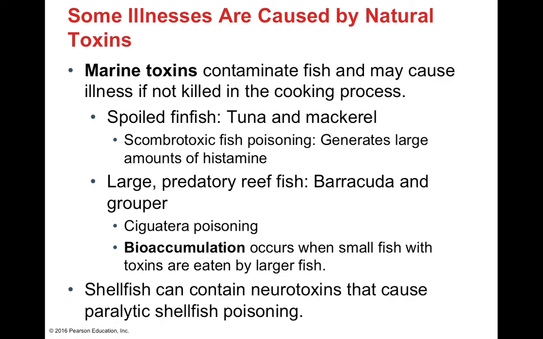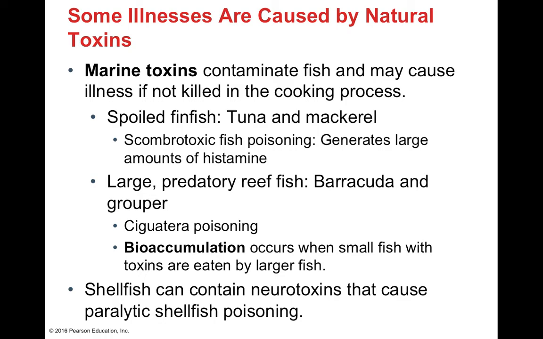We also have marine toxins that can be found in fish, so they can contaminate the fish, which can then cause illness in the individual who consumes the fish if the fish is not properly cooked. So if it's not killed during the cooking process. Some examples of that can include things like tuna and mackerel. And it can end up poisoned by something called scombroid fish poisoning, which generates large amounts of histamines, causing an allergic reaction.